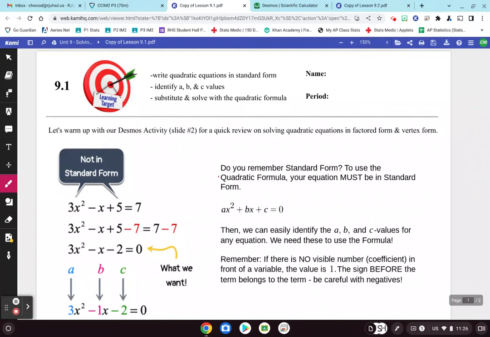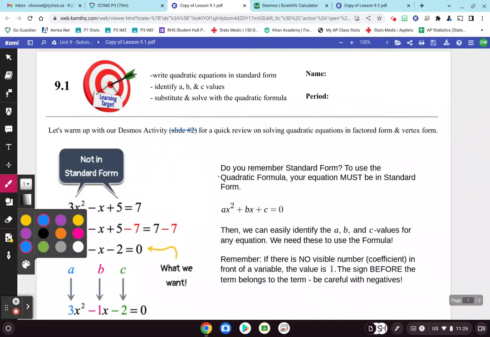Okay, here we go. So hopefully you remember what standard form looks like. I'm going to have you warm up with slides 1 to 2 on the Desmos activity. I know it just says slide 2, but you're going to actually do slides 1 and 2 for your warm up for today. So go ahead and pause the video really quickly. Go warm up with those 2 slides just to remember about standard form and all that good stuff. Then unpause the video and return, and we'll continue on.